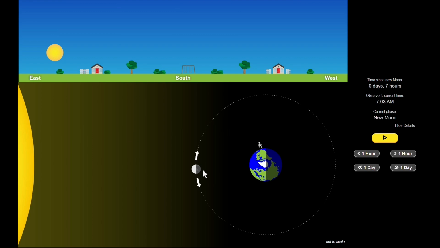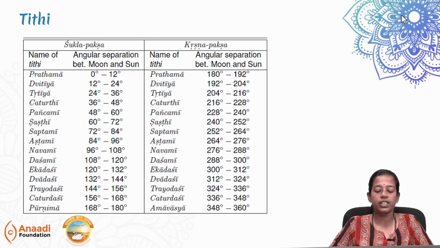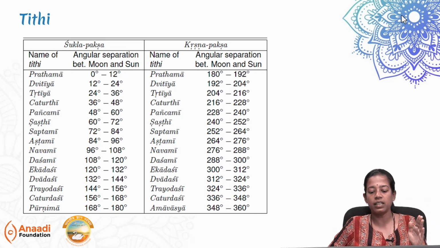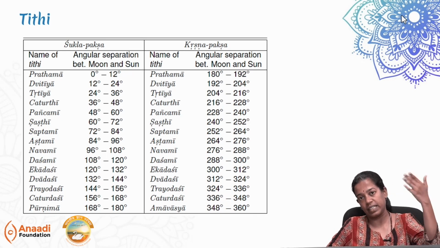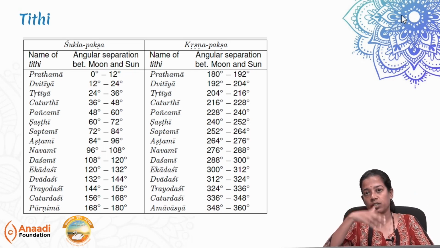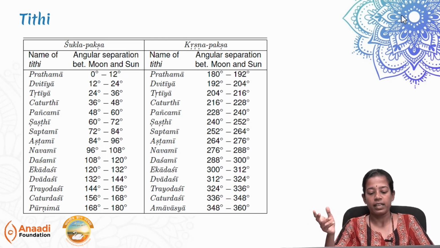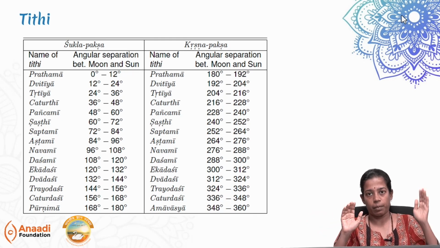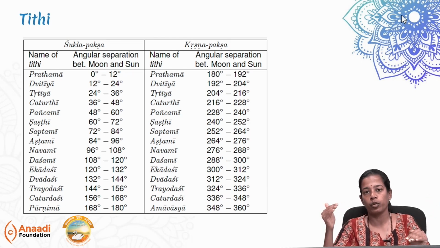As we saw in the simulation, every day the angular separation between the sun and the moon keeps increasing. In the Shukla Paksha, which is the waxing period, from Amavasya to Purnima, this period from new moon to full moon day is called Shukla Paksha. Amavasya to Purnima is new moon to full moon. This is the period of Shukla Paksha or the waxing period, waxing fortnight.